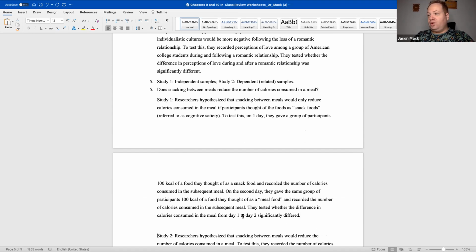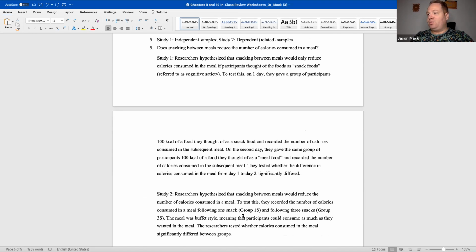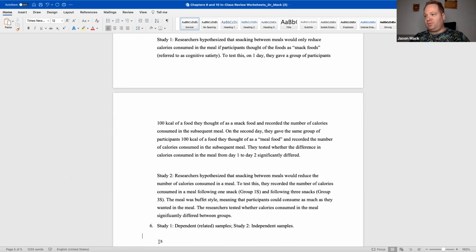Study number 2, researchers hypothesized that snacking between meals would reduce the number of calories consumed in a meal. To test this, they recorded the number of calories consumed in a meal following one snack, group 1S, and following 3 snacks, group 3S. The meal was buffet style, meaning that all participants would consume as much as they wanted in the meal. The researchers tested whether calories consumed in the meal significantly differ between groups. Well, study 1 is dependent or related samples, and study 2 in this case would be independent samples. So hopefully that is helpful.